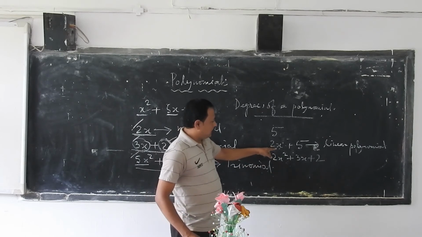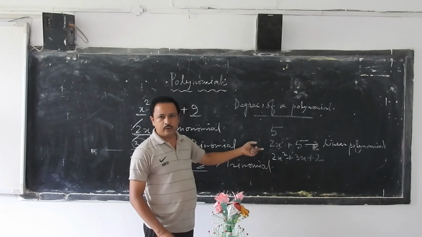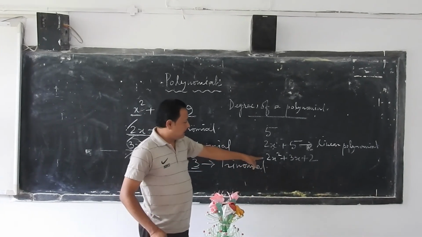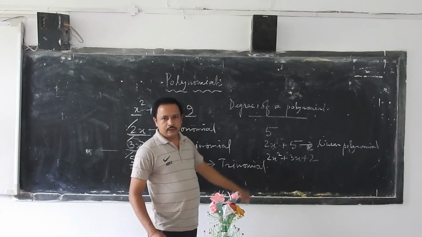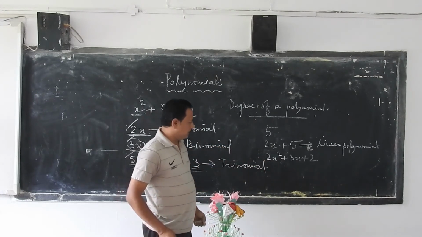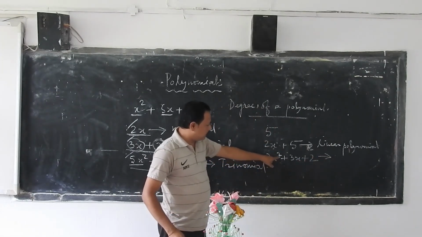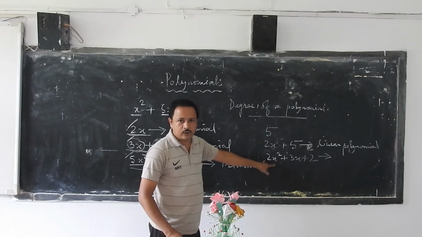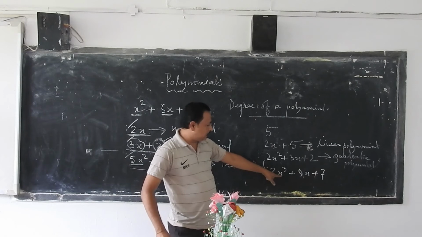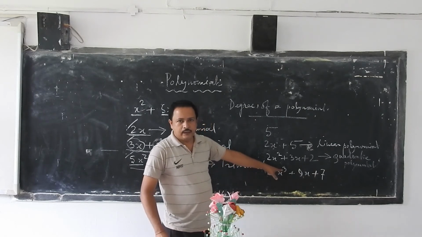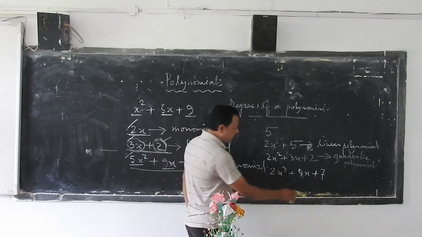So what is a linear polynomial? A linear polynomial is a polynomial whose degree is 1. And if the degree of a polynomial is 2, then it is called a quadratic polynomial. This polynomial has degree 2, that's why it is called a quadratic polynomial. See this polynomial, its degree is 3, and if the degree of a polynomial is 3, it is called a cubic polynomial.